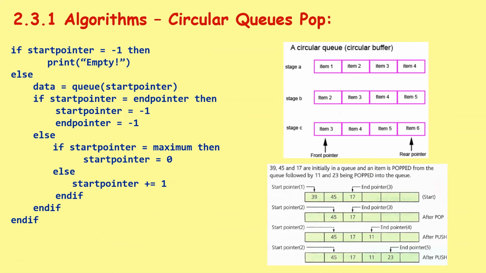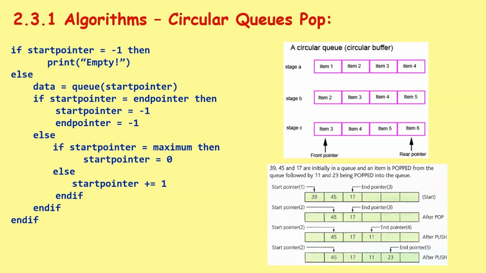Then we increment the end pointer by 1 because we are pushing and adding something to the end of the queue. Now we're popping, so we have to check that the queue is not empty. So if my start pointer is -1, then the queue is empty. So report that to the user and stop. Otherwise, pop the data off the queue. Whatever is at the queue at the start pointer becomes the data. Then I can say that if my start pointer equals my end pointer, then the queue is empty, so I can set both pointers to -1.